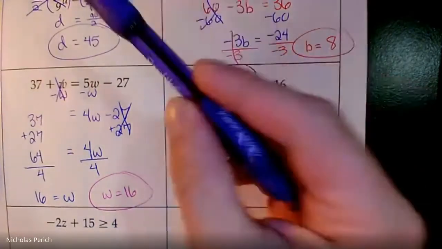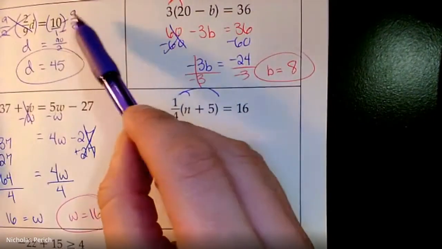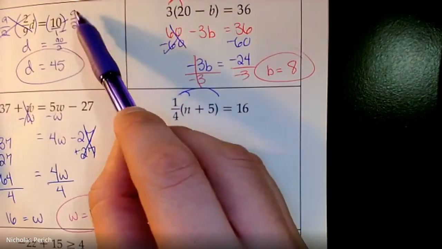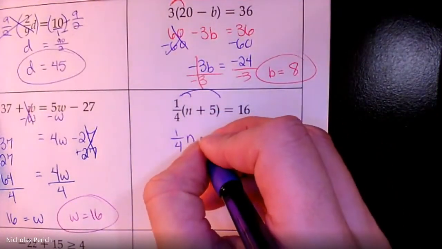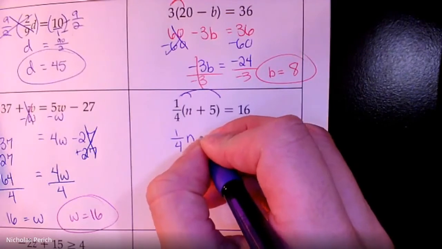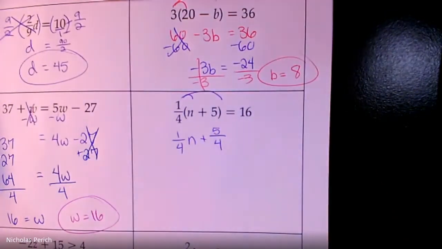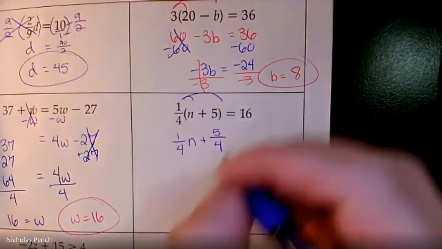Just like the problem that we did up here, if you're multiplying a whole number to a fraction, you just multiply the whole number to the numerator and keep the denominator. It's no different here. 1 times 5 is 5, and 4 is just 4. But common sense would tell you that if I have 5 quarters, I'm going to end up with 5 quarters. That's going to equal 16.